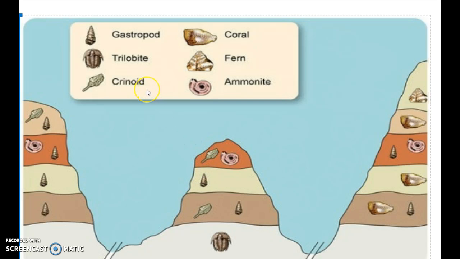The crinoid. Here is the crinoid here, but he's also here and here, so he is not a good index fossil because he's in too many layers. Let's look at coral. All right, there's coral, and there's coral. So already it's in too many layers. It will not make a good index fossil.